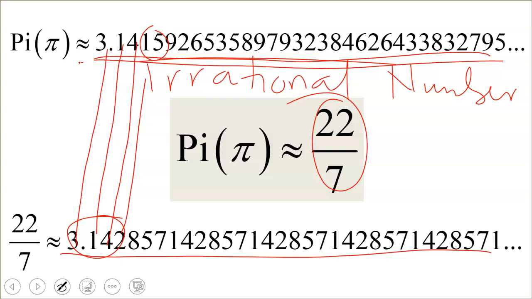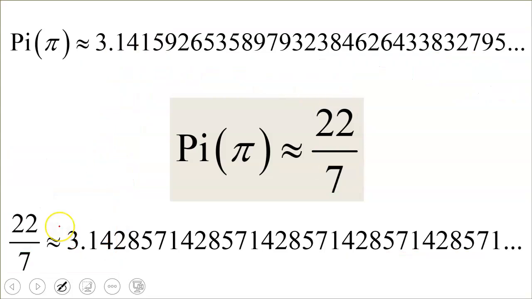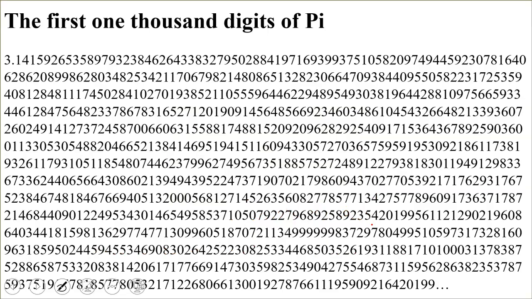Okay, and observe that for 22/7, look at the decimal of that. It repeats: 3.142857, 142857, 142857. So it repeats, and that makes it a rational number. So we can't say that an irrational number is equal to a rational number. No, 22/7 is a rational number. Pi is an irrational number, but we can approximate. So that is why we always say take pi to be 22/7, so we can represent it.